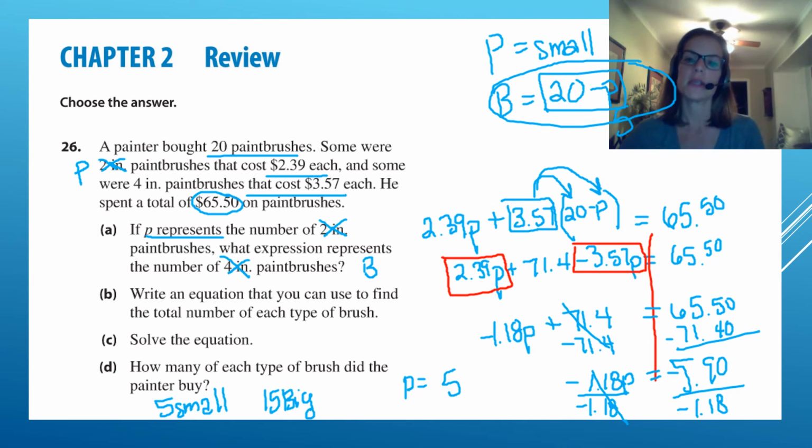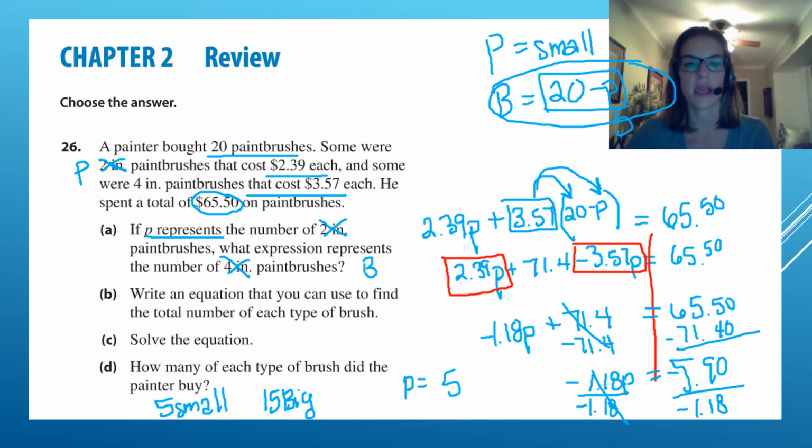Okay? So we're going to take our 20 paintbrushes, and take away the small ones, and that's going to tell us how many big paintbrushes are left. Okay? Because P is representing the small ones. So then we're going to write an equation to use the total number of paintbrushes. Well, we know the total is $65.50.